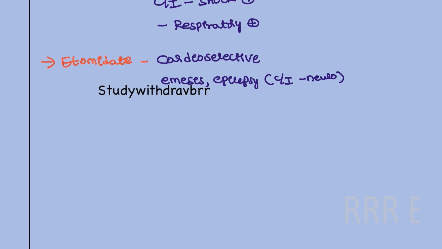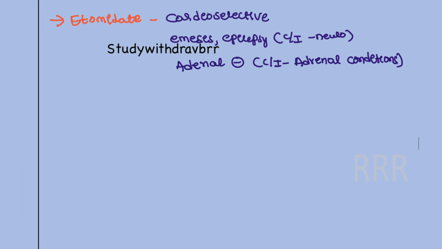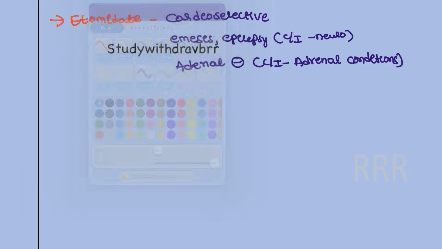Because aspiration can be seen in this patient, and there will be suppression of adrenal activity. So adrenal activity will be suppressed, and this is also contraindicated in adrenal conditions. We will be avoiding this in adrenal conditions too. The best way we can use this is in cardio-selective patients, right?